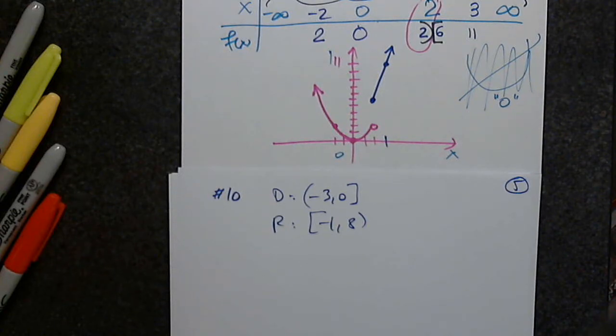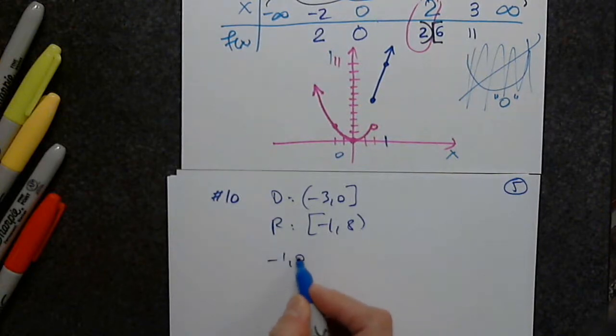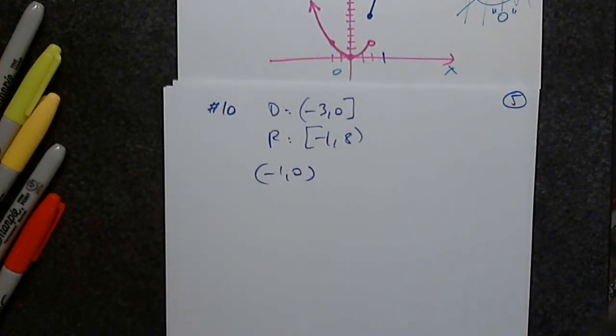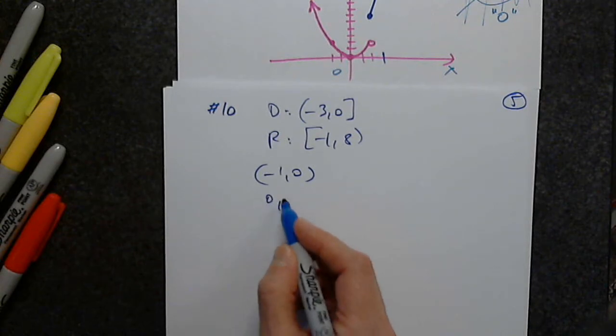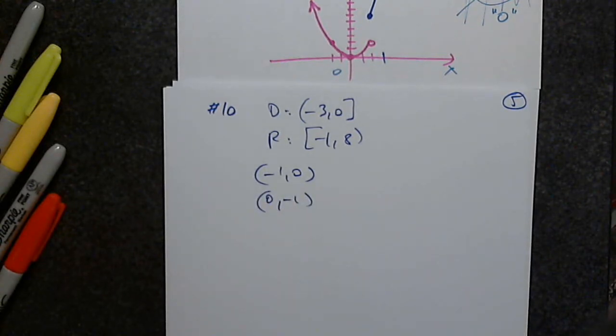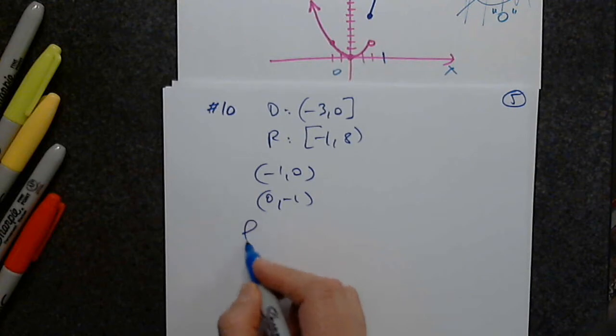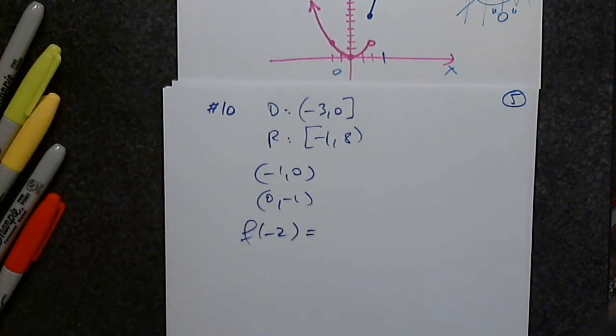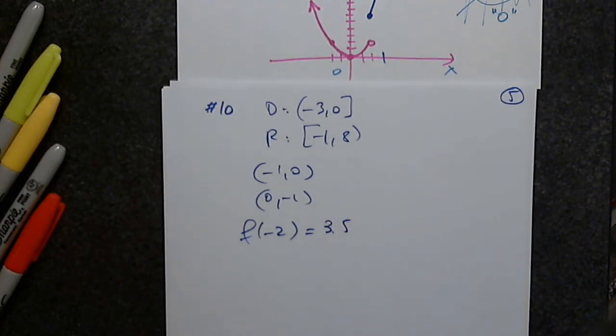Is that okay, everyone? The x-intercept, negative 1, comma 0. The y-intercept, 0, comma negative 1. The function value indicated below, which is f of negative 2. Can anyone give us f of negative 2? I think it's close to 4, but I'll accept 3 or 3.5. Difficult to read. Anywhere between 3 and 4, I'll accept it. Good. Anything else? Yes, please.